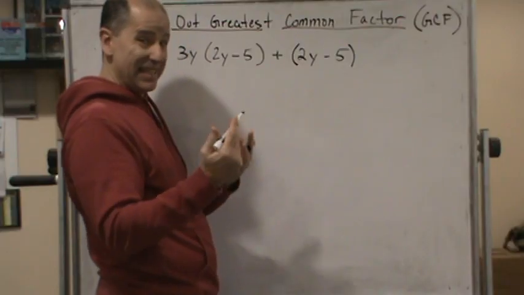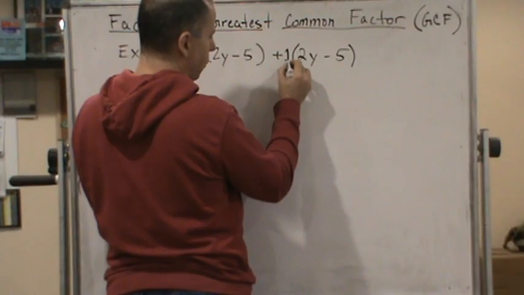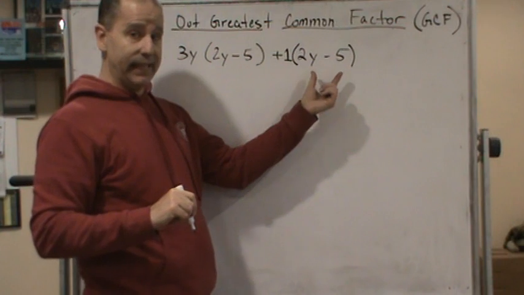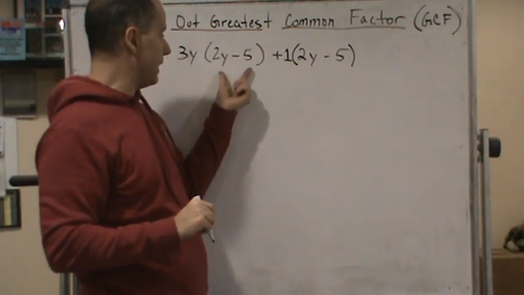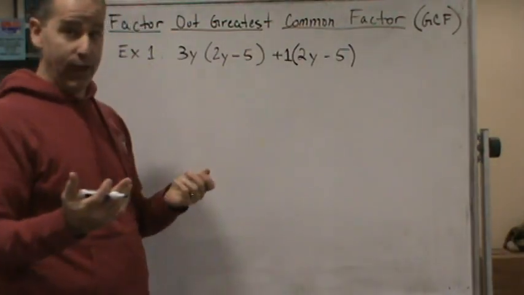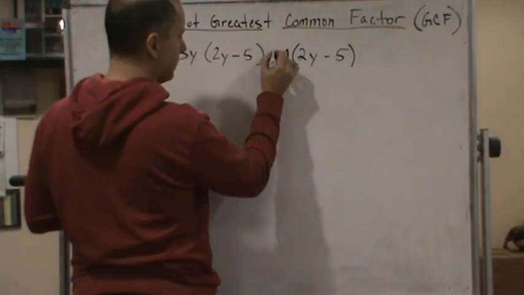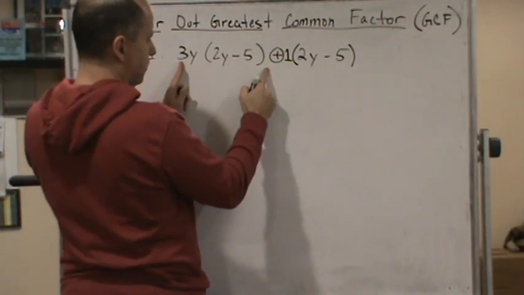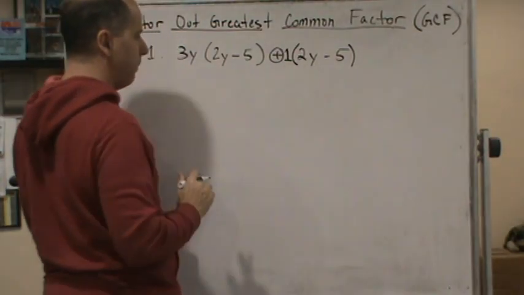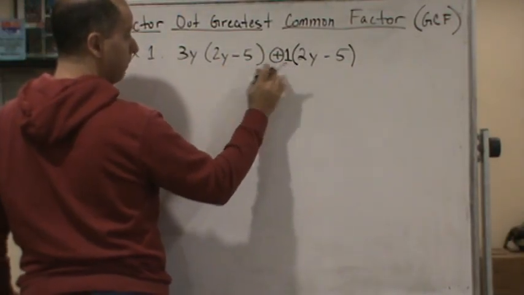Because 1 times anything is equal to that thing. So we can look at this and say, okay, there's a 1 out here that we're multiplying by. And so now we can more easily see that there's a common factor. And the greatest common factor would be this factor here, because it's the only common factor, right, in both terms, right? Because there's the plus sign, right? So we've got this term, and the greatest common factor in both terms is the 2y minus 5. And so now we're going to factor that out. But remember, we've got to leave the 1 behind.